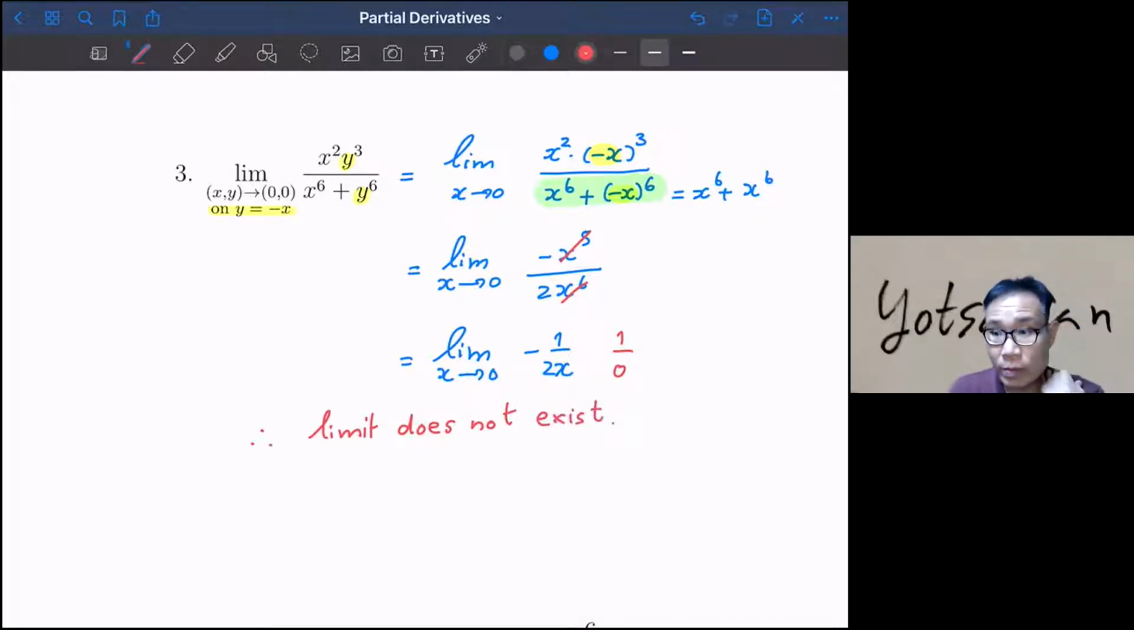Okay, so this limit along the curve y equal to negative x in this case does not exist. So that will be our conclusion.